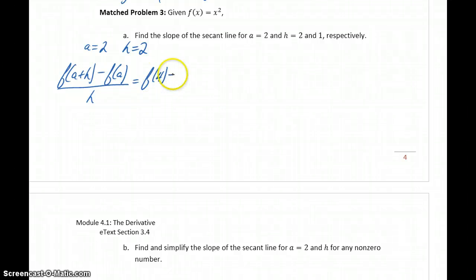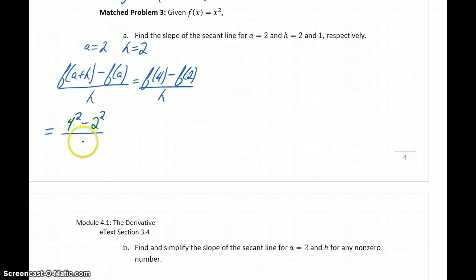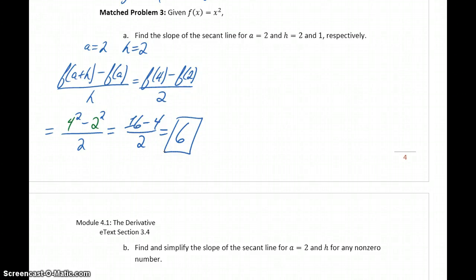So this is f of 4 minus f of 2 over h, which is going to give us 4 squared, since we're taking that value for x and substituting it into x squared, minus 2 squared, all over 2. Oh, and we could have made that substitution a step before. So all over 2. So here we get 16 minus 4 in the numerator, divided by 2, is going to give us 6. So the average rate of change of our function at a equals 2, h equals 2 is 6.